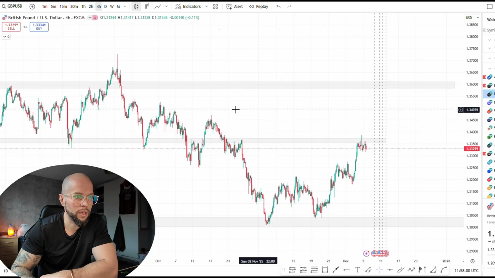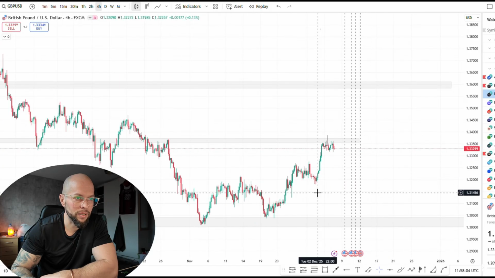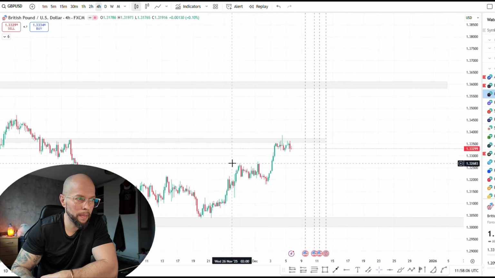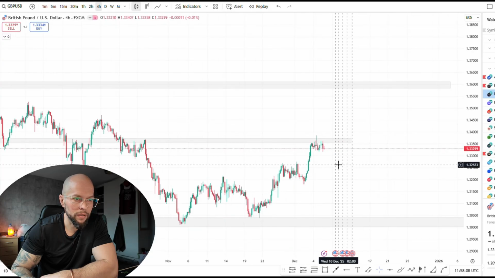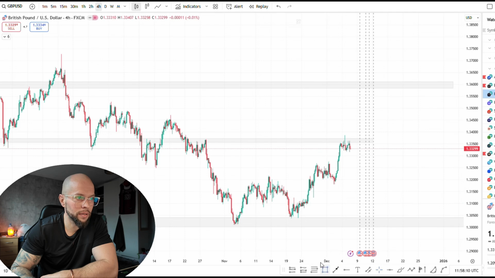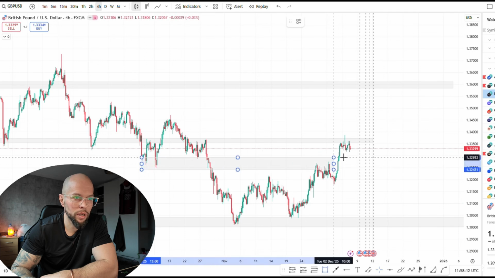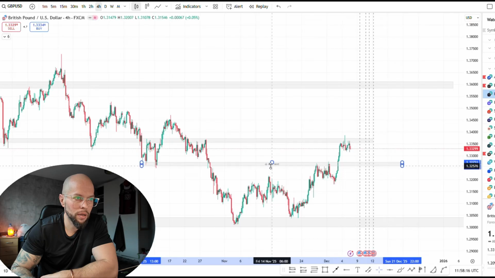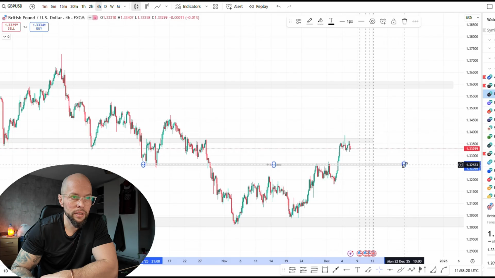So on the way down, now we are testing this level, yeah? So this could be another leg up. Look at this level. Just levels everywhere. Boom. So now we are over here.